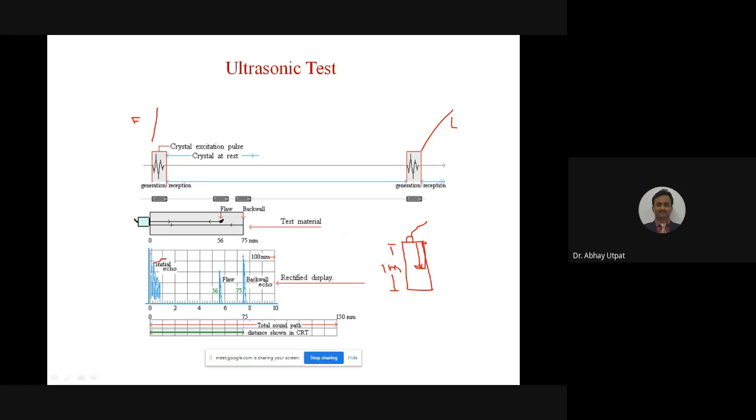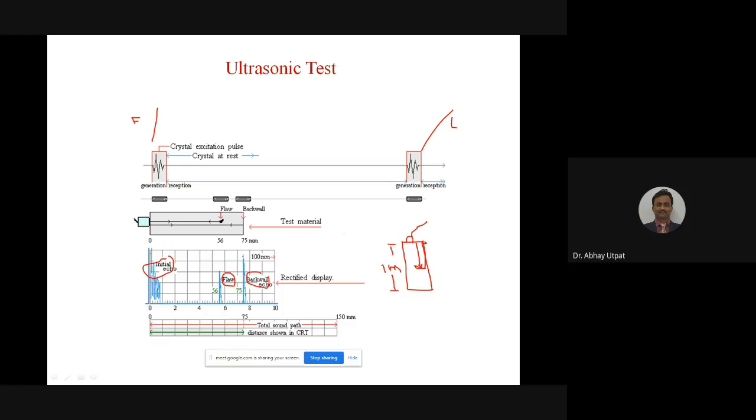Initial echo, back wall echo at this distance. Okay, but if you get one more reflected beep in between, it means there is a flaw. Flaw means crack. Directly on the CRO tube, cathode ray oscilloscope, you are going to get the presence of crack. This crack is not visible to you. You are getting the signal for presence of crack.